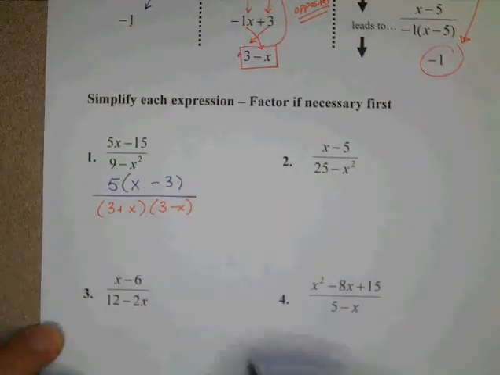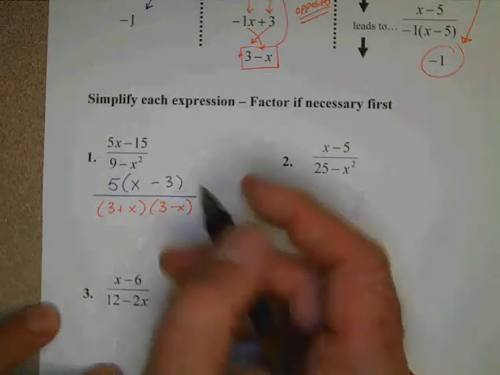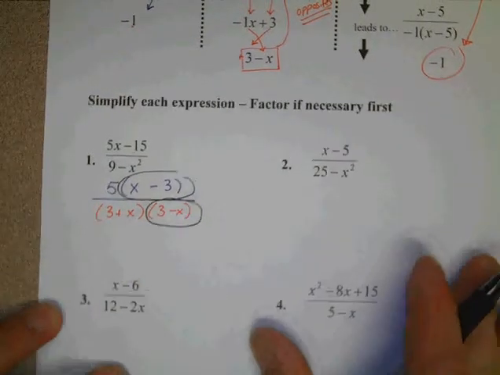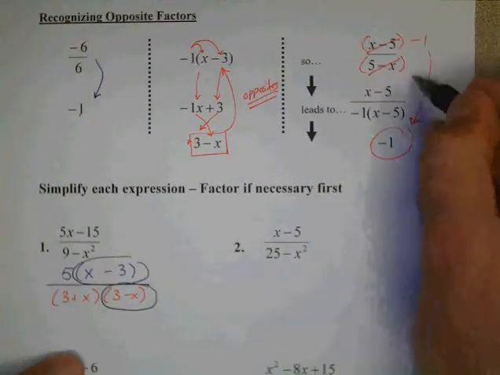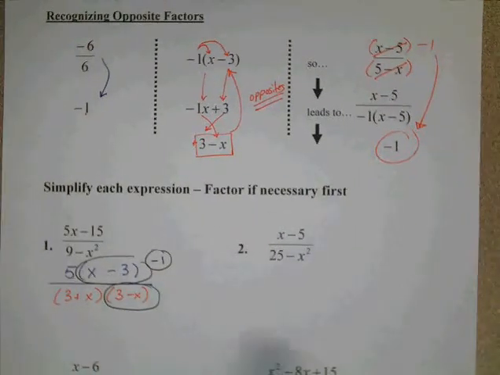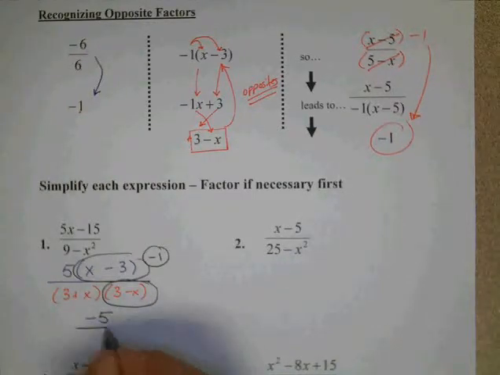And here's where it ties all together. Look at our x minus 3 and look at our 3 minus x. From our example up top, these are opposites, and so they cancel to negative 1. So our answer is going to be negative 1 times 5, or negative 5, over 3 plus x, which I'm going to write as x plus 3.